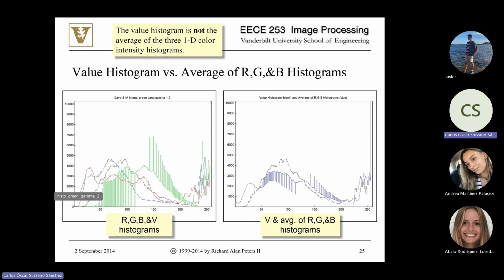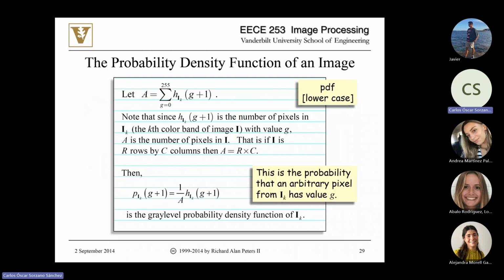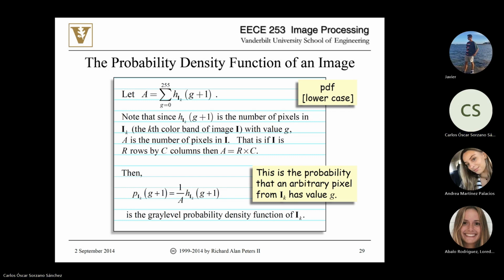So here we have the RGB histograms, we have the histogram of the value. That is this one, the black. And in blue, we have the average of the histograms, and they're not the same. They're very far apart. So just be careful with that. Whenever you have non-linear operators, be careful. And now it comes this thing of making the histogram and turning the histogram into a probability density function.